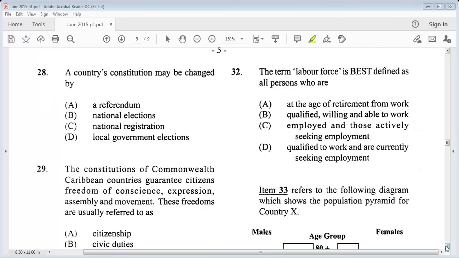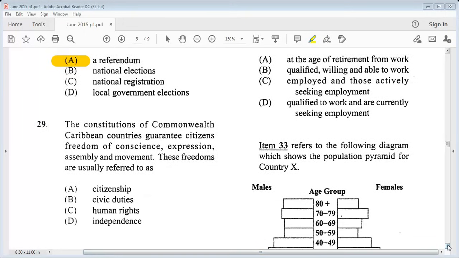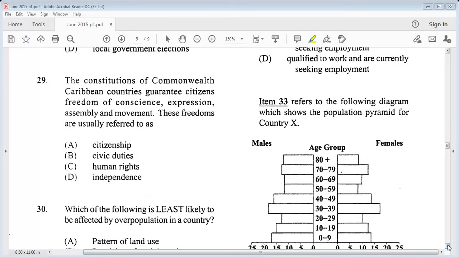28. A country's constitution may be changed by A, a referendum. 29 says, the constitutions of Commonwealth Caribbean countries guarantee citizens freedom of conscience, expression, assembly, and movement. These freedoms are usually referred to as, answer C, human rights.